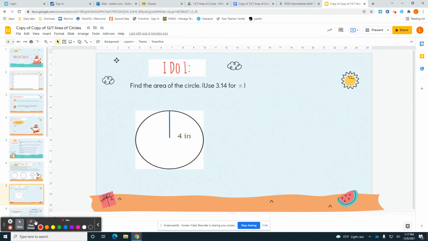Okay. So this is an I do. It says find the area of the circle. Use 3.14 for pi. So here it tells us to use 3.14 for pi. So I'm gonna box that in because I think that's important information. Area is my keyword because that tells me what I am looking for, and then to use 3.14. So I'm gonna start with our acronym WTF. Write the formula, and then we're gonna substitute and solve. So we're gonna write the formula. What did we say our formula for area of a circle is?